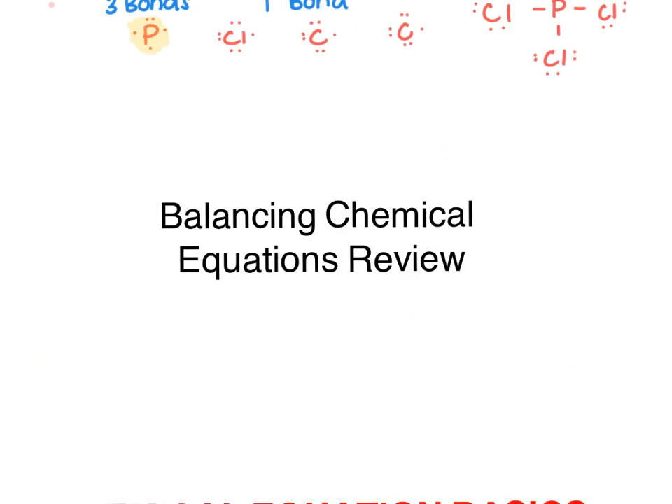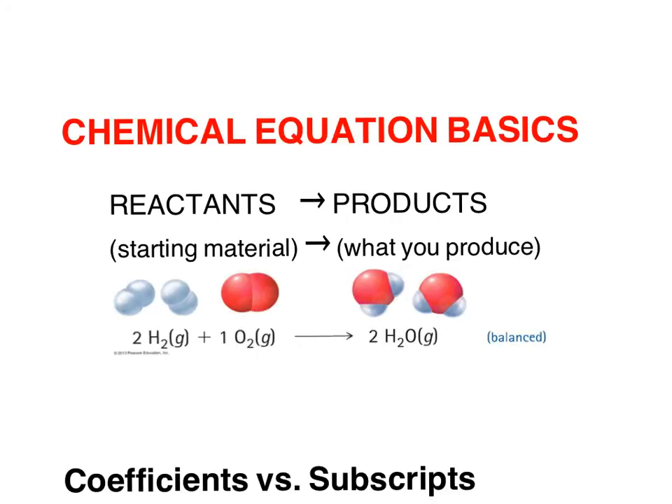Now we're moving into balancing chemical equations review. As a reminder, here are my chemical equation basics. I'm going to have my reactants, and I'm going to have my products. My reactants are always my starting material. It's what is going to be on the left of my arrow. My products are always going to be what I produced, what I end up with, and that will always be on the right of my arrow.